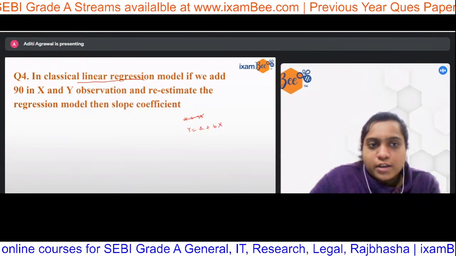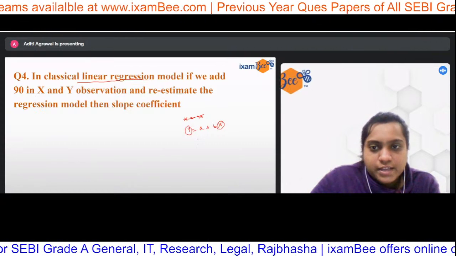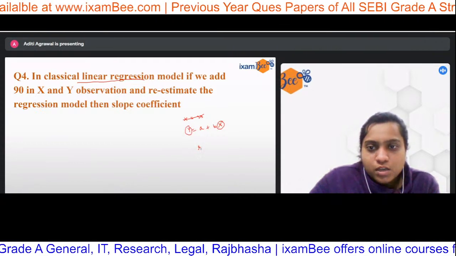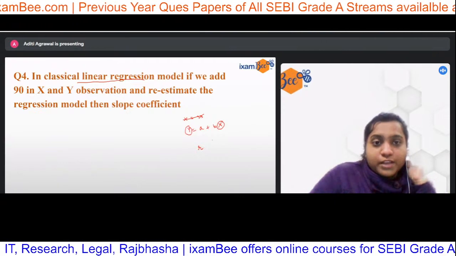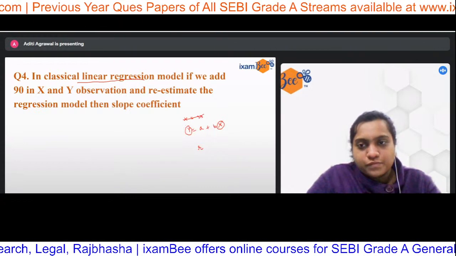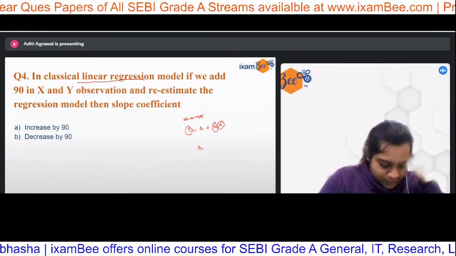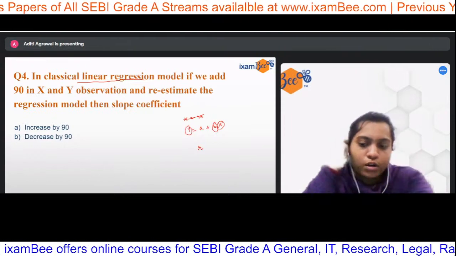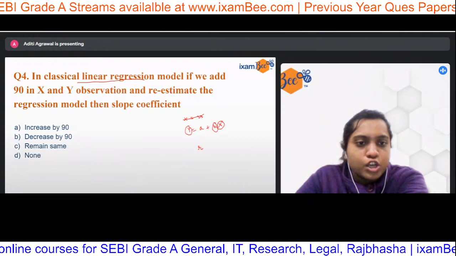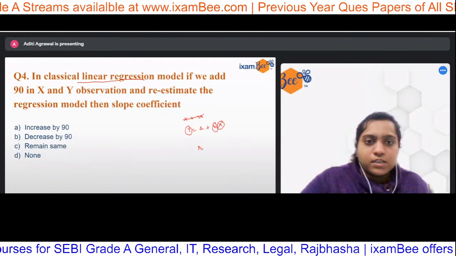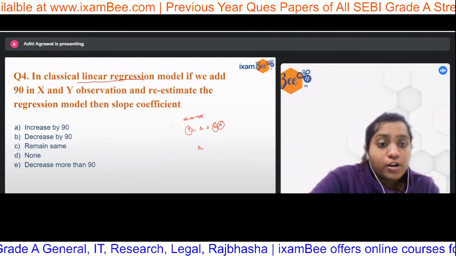So if I add 90 in both these observations, in the x and y observations, then what happens to the slope coefficient, which is this, right? So will it increase by 90, decrease by 90, remain same, or none of these, right?